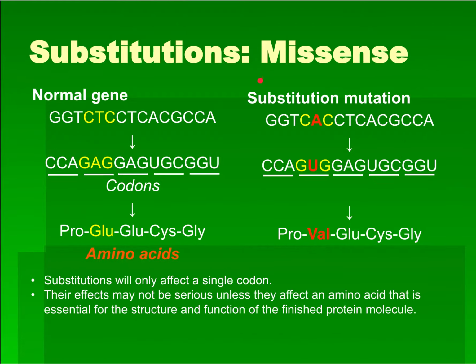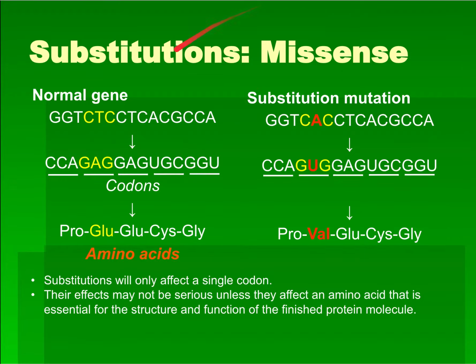So, the first thing we've got to talk about is the substitution, which is going to be missense. Now, substitutions will only affect a single codon. Their effects could be not serious, but it could affect an amino acid that could be essential to the structure and the function of the finished protein molecule. For example, the quaternary structure of hemoglobin is that it has two alpha helices and two beta barrels. We talked about this when we talked about macromolecules back in October.